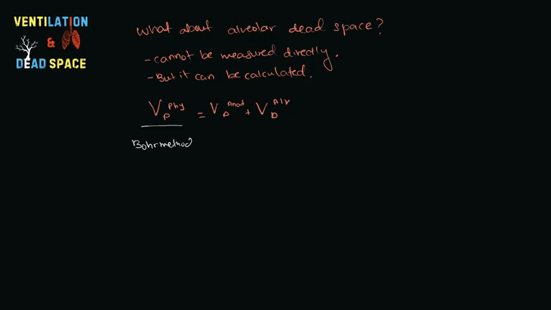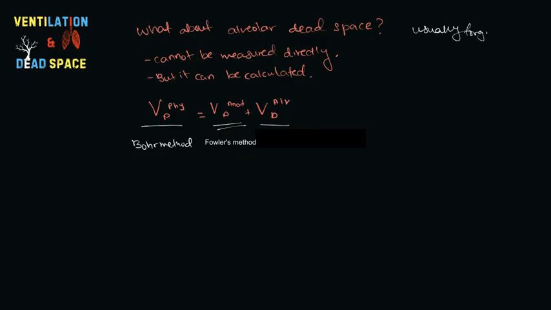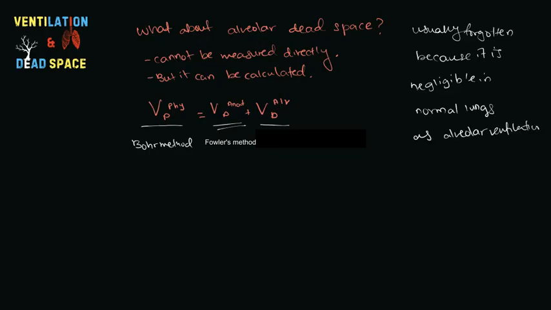So if you remember earlier, you can get the value of physiological dead space by using the Bohr method and using the Fowler's method to get the anatomical dead space volume. By using a simple mathematical equation, the alveolar dead space can be calculated. Alveolar dead space is not usually mentioned because in normal lungs, the ventilation and perfusion are well matched. So therefore, there is no role to calculate alveolar dead space because it is not present.